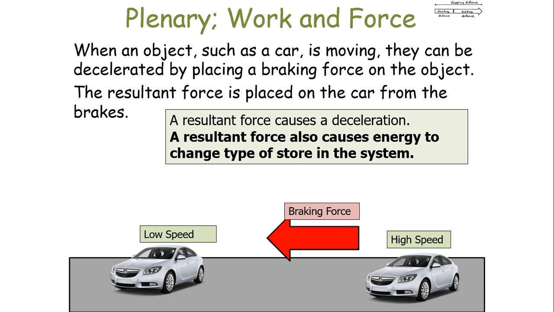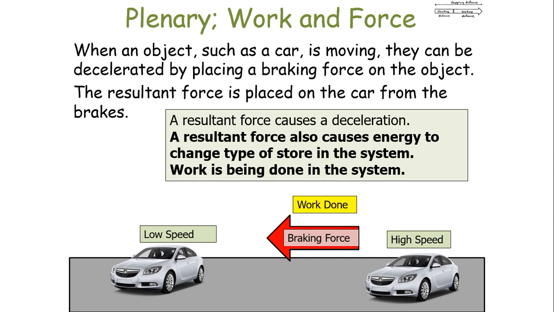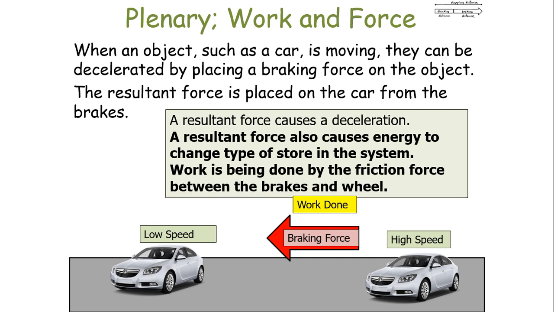Now, we also know that a resultant force, as well as causing an object to change speed, also causes energy to change type of store in the system. So here, the resultant force is the friction between the brakes and the tyres. So we say work is being done in the system, or work is being done by the friction force between the brakes and the wheel.